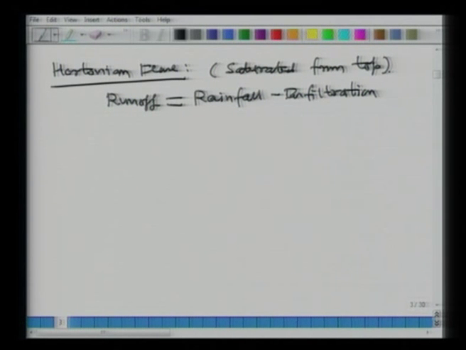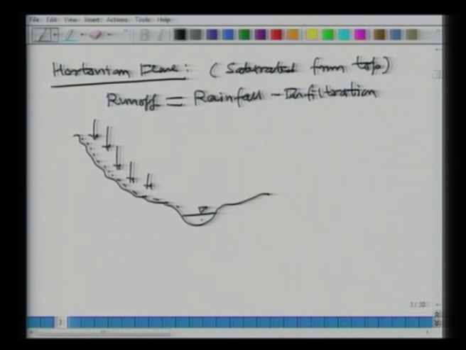What do we mean by that? Let us look at this figure. Let us say you have a catchment in which the rain is falling. What you will have is water getting ponded, all right, and then this is your river or some creek, all right. What will happen as the rain is falling is water will infiltrate into the ground.